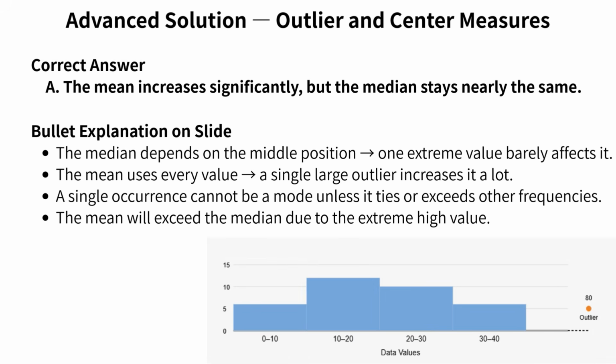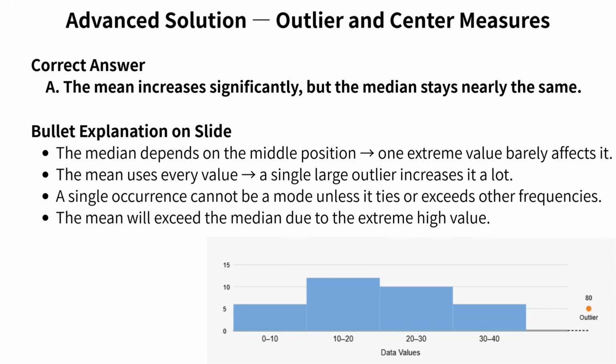In this problem, the key idea is understanding how the measures of center react to an outlier. The median depends only on the middle value of the ordered list. Adding one extremely large value, such as 80, does not change the middle position much, so the median remains almost the same. The mean, however, uses every number in the dataset. When a very large value is added, the total sum increases significantly, which causes the mean to shift upward. This makes answer A the correct choice.